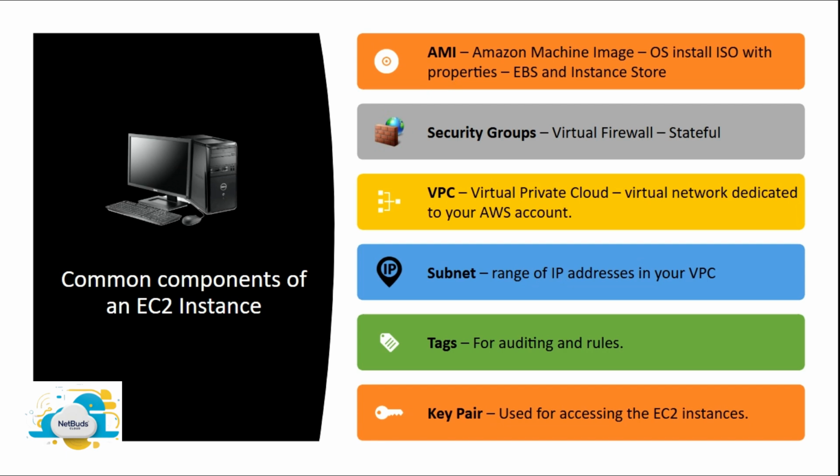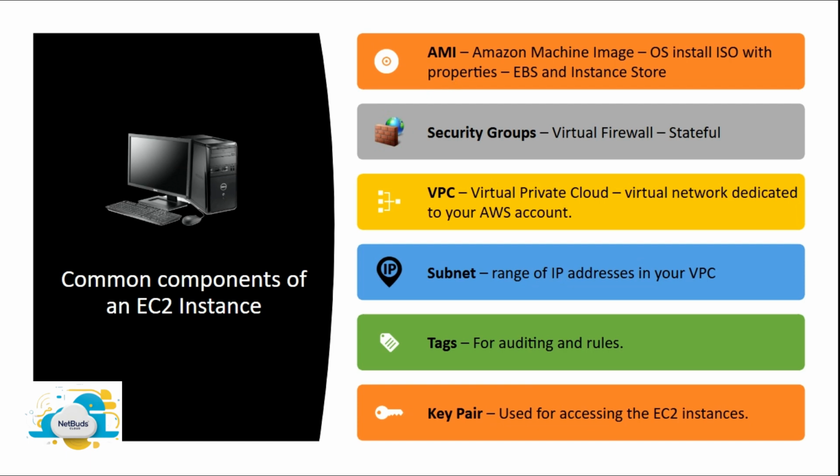The second important thing is security groups. This is kind of an internal virtual firewall. It is a stateful firewall for EC2. It provides your EC2 instance security in terms of incoming and outgoing traffic, securing your ports, and it allows traffic from specific sources and destinations.